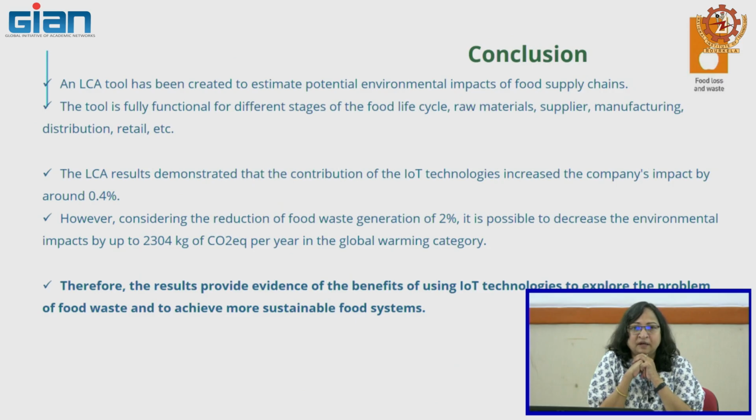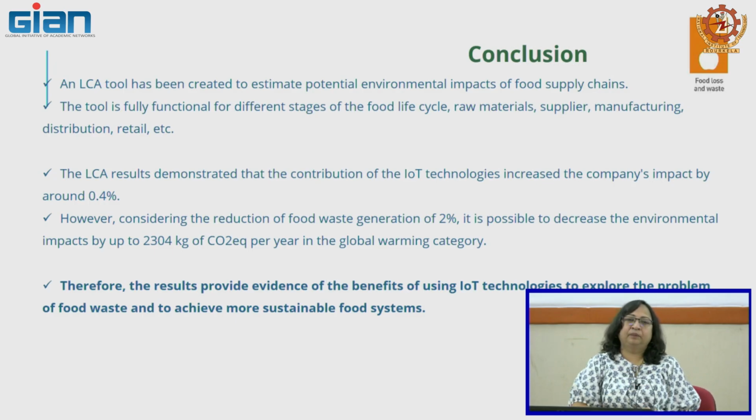However, considering a reduction of food waste generation of 2 percent, again just 2 percent, it is possible to decrease the environmental impact by 2304 kg. Just by reducing 2 percent of waste, you are contributing in a different way. The impact of carbon dioxide emission will be reduced, and global warming will be controlled. These are all possibilities, but reaching the 2030 ambition of the UN sustainability goal is very difficult.